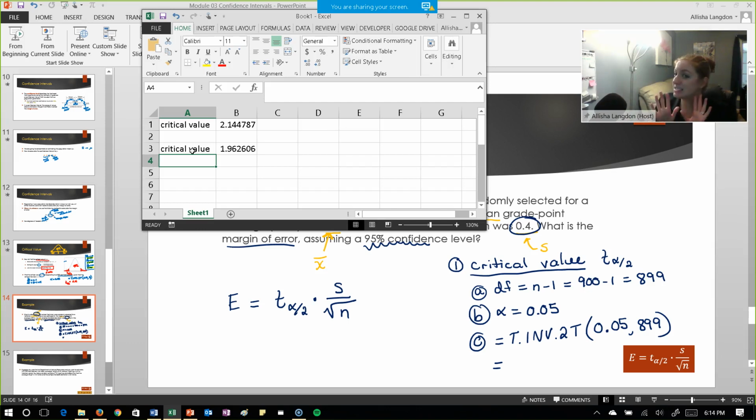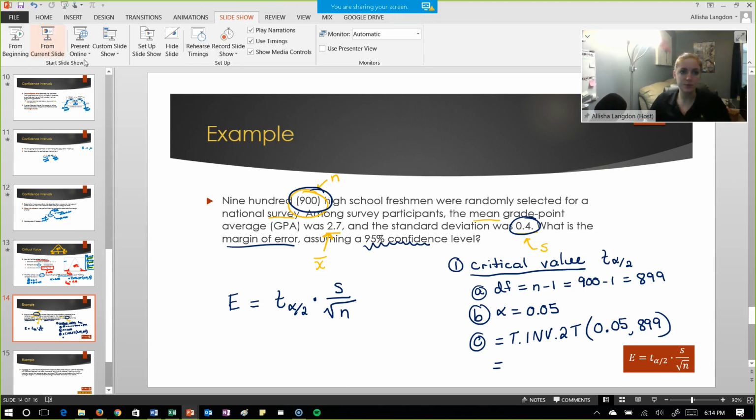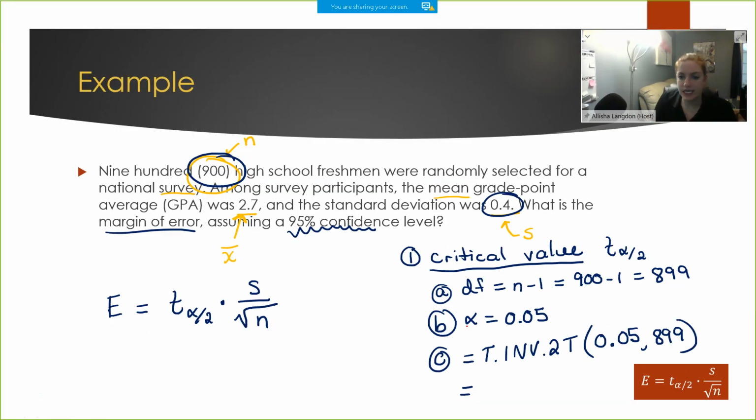And this is not probability. This is a number on the number line like we were talking about before. Like we talked about the z-scores. The t-scores, again, are numbers on the number line. So 1.96. And that's going to represent your T of alpha over 2, which we call our critical value.